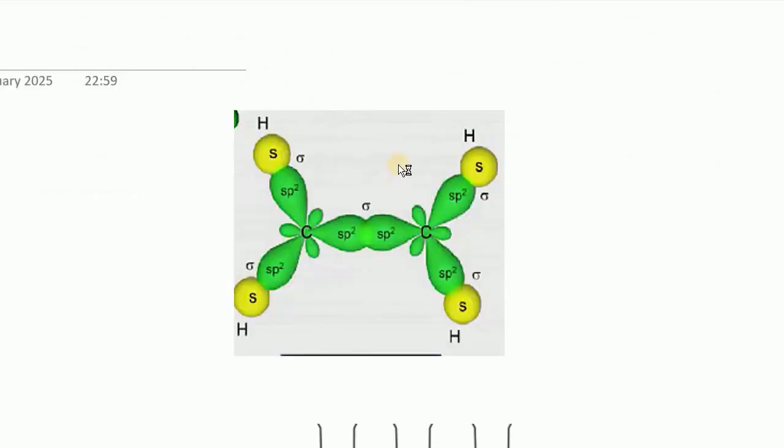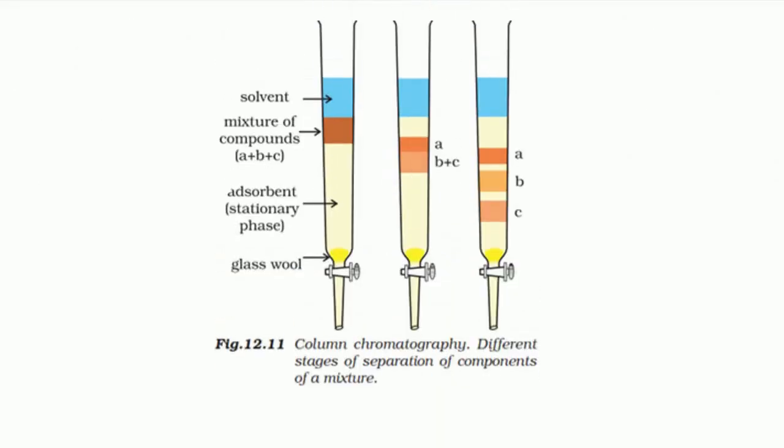Next, what is column chromatography? Now let us see about column chromatography here. In column chromatography, you take a column, which is called a beaker. Sorry, it is a burette. In this burette, you first fill glass wool, and an adsorbent you put over here. That is the stationary phase, which is not movable.